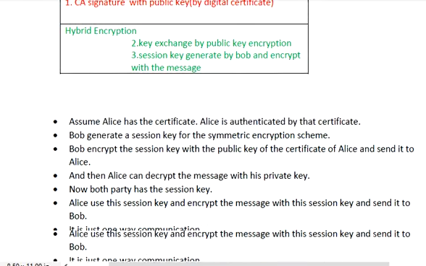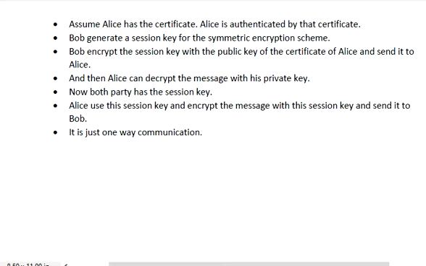the total process, you can say, okay, assume Alice has the certificate, and Alice is authenticated by the certificate. Bob generates a session key for symmetric encryption. Bob encrypts the session key with the public key from the certificate of Alice and sends it to Alice. And then Alice can decrypt it with her private key. Now both parties have the session key. Alice uses this session key to encrypt the message and sends it to Bob. So it is just one-way communication.